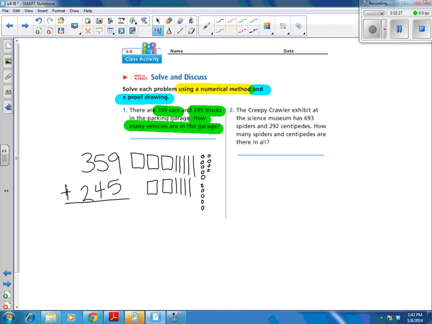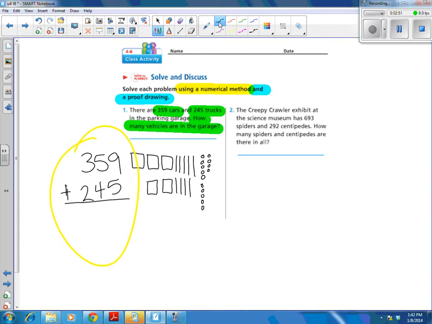All right, guys. Now, I've got two ways that I can solve this. One is the numerical method, and one is with proof drawing. I'm going to be honest with you. It's easier for me to do the numerical method first, and then I'm going to check my work with the proof drawing, but I'm doing both. So let's take a look. This right here is the numerical method. That's the one I'm going to do first.